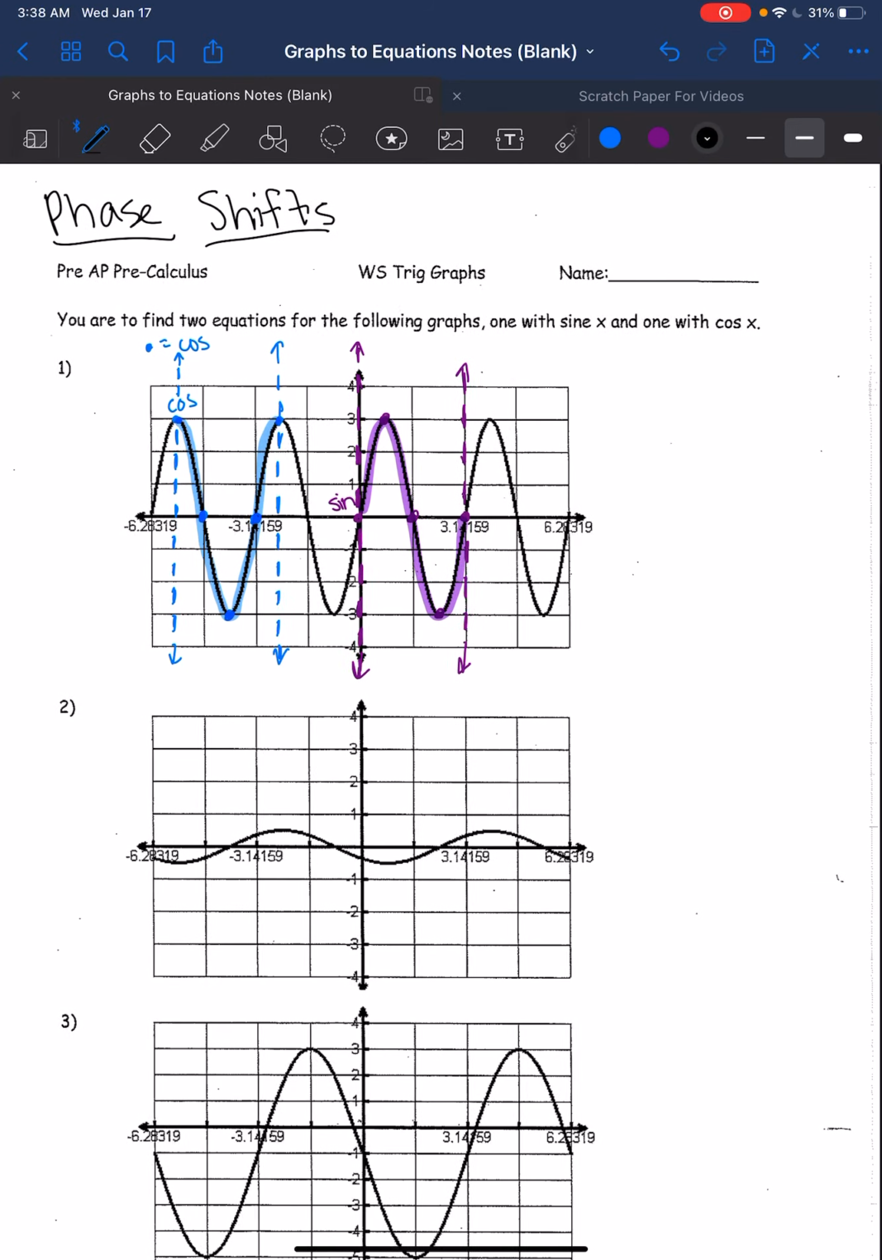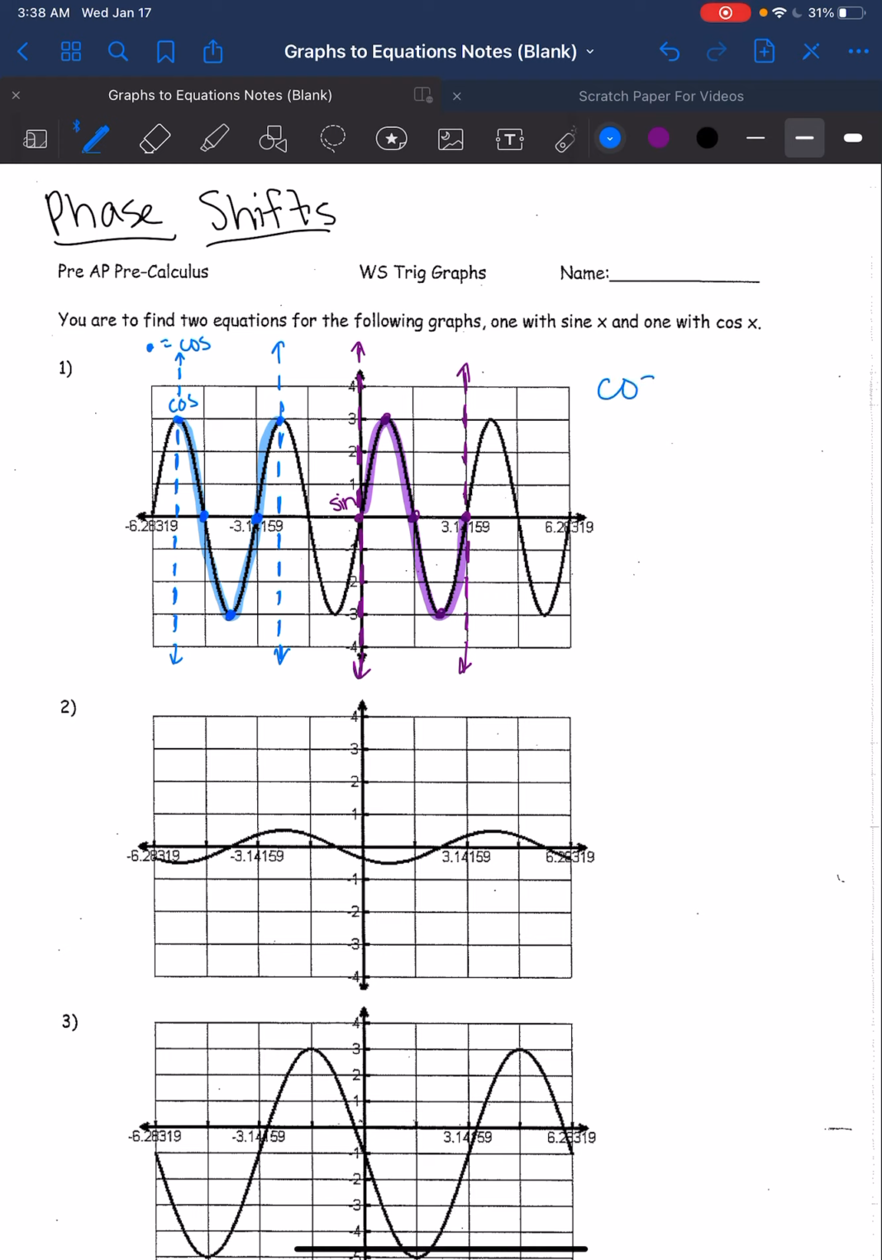So, the phase shift for each graph is different because if you remember from our notes, each time I change the perspective I'm looking at, I change where I'm looking at the graph, I'm having a phase shift more than likely. Basically, if I don't start at the origin like my sine graph is, I'm going to have a phase shift of some kind. So your phase shift is where your starting point is.